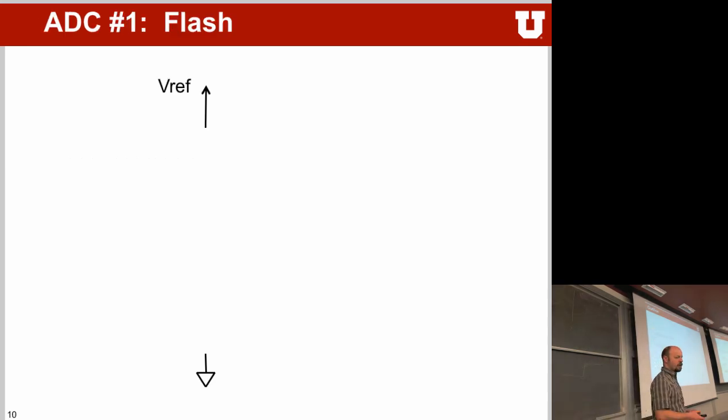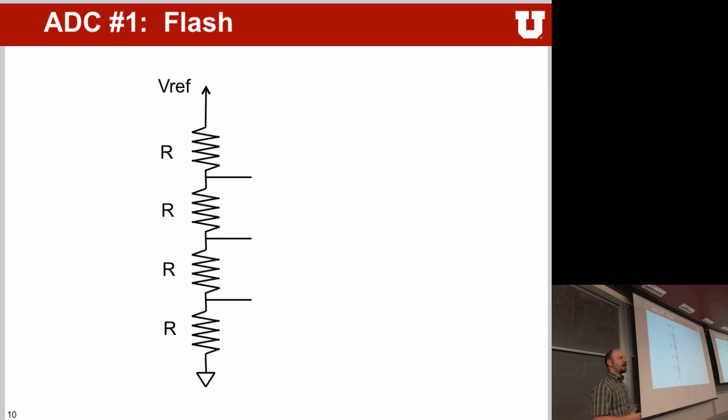So let's try to build a flash ADC. Very similar to the first DAC that we did, where we have a certain number of voltages that we can select from. In a flash ADC, we have, again, voltages that are our references, right?